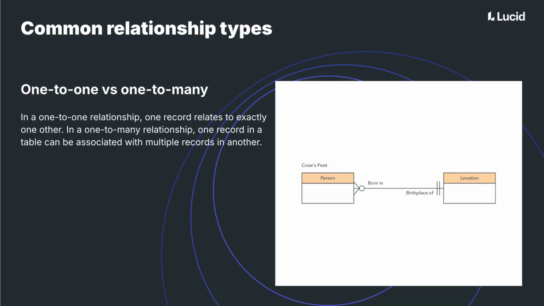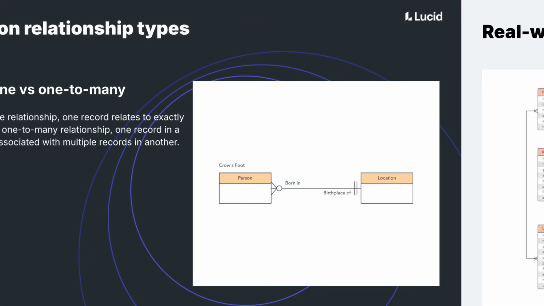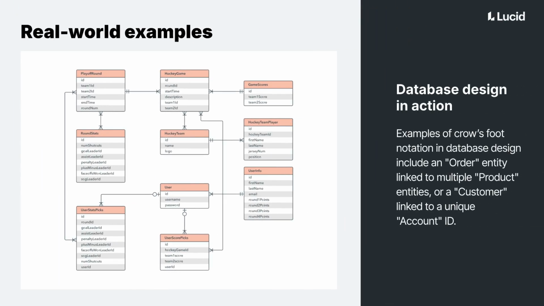Let's look at one-to-one and one-to-many. These are the most common ways to structure data, ensuring that every piece of information has a clear, logical home in your system. Examples of crow's foot notation in database design are everywhere. For instance, a single customer can place many orders, but each specific order belongs to only one customer.